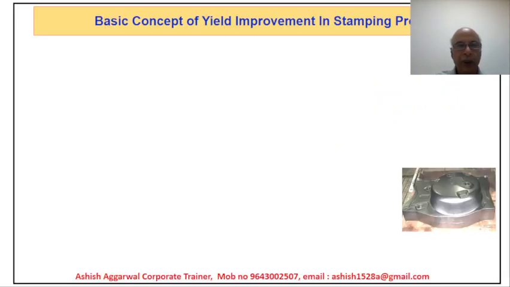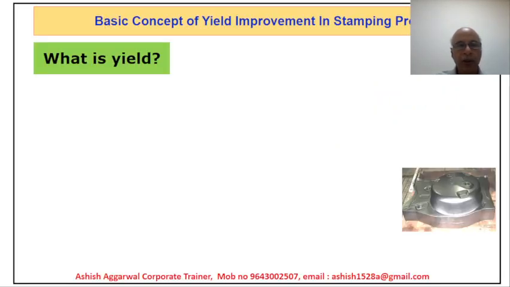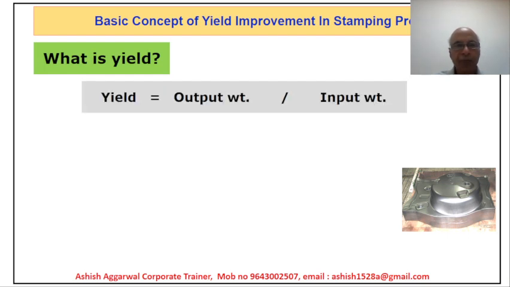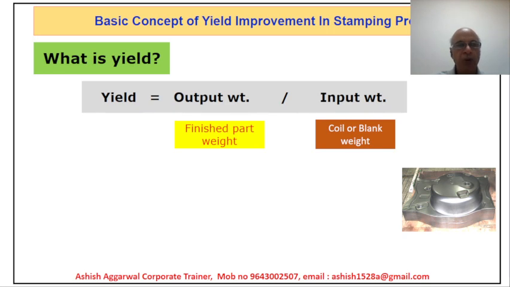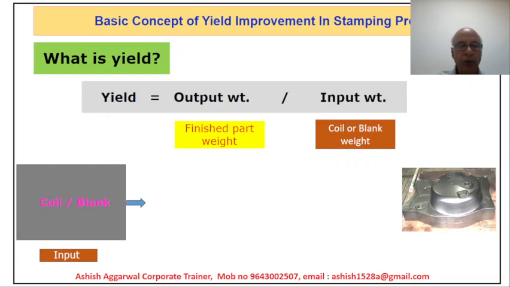Dear friend, in the process of yield improvement, to understand what yield is, we can mathematically calculate yield as a ratio of output weight divided by input weight. Output weight is the final weight of the product, or we can say the weight of the finished part, and input weight may be the coil or the weight of the blank. So we start with the coil or a strip or an individual blank as the input.